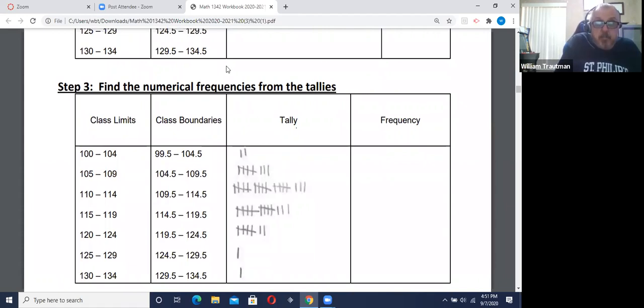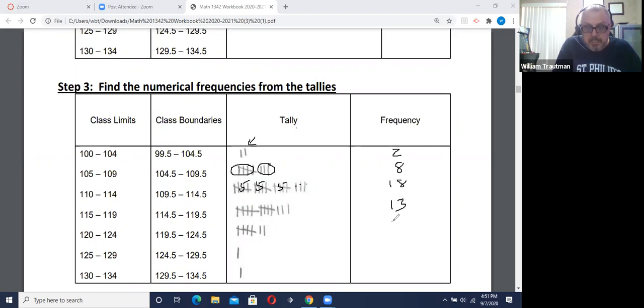Once they did the tally marks for each of the ones, you notice you have a frequency of 2 here. 5 and 3 is 8. 5, 10, 15, 16, 17, 18, 13, 7, 1, and 1. When you add up all these, I get 28, 38, 41, 47, 48, 49, and 50. I get 50 pieces of data. When I add them all up, that's exactly what we said we had. We had 50 pieces of data.